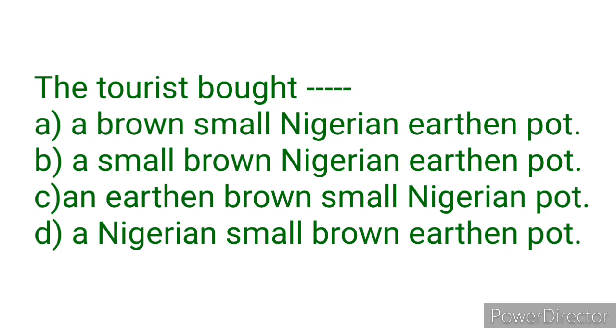After the color, what do we have? We have O, which stands for origin. And the origin we have in this option is Nigerian. Now, after origin, what do we have? We have noun, earthen pot. What's the root word of earthen? The root word of earthen is earth. The word earthen comes from earth, which is the name of a place. Now, after earthen, what you have is another noun, pot. So that's why option B is the correct answer.